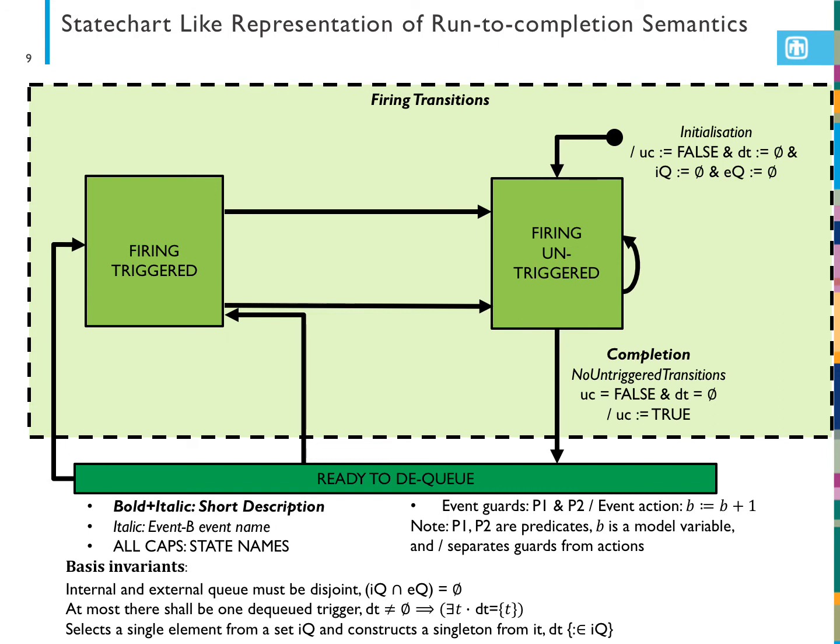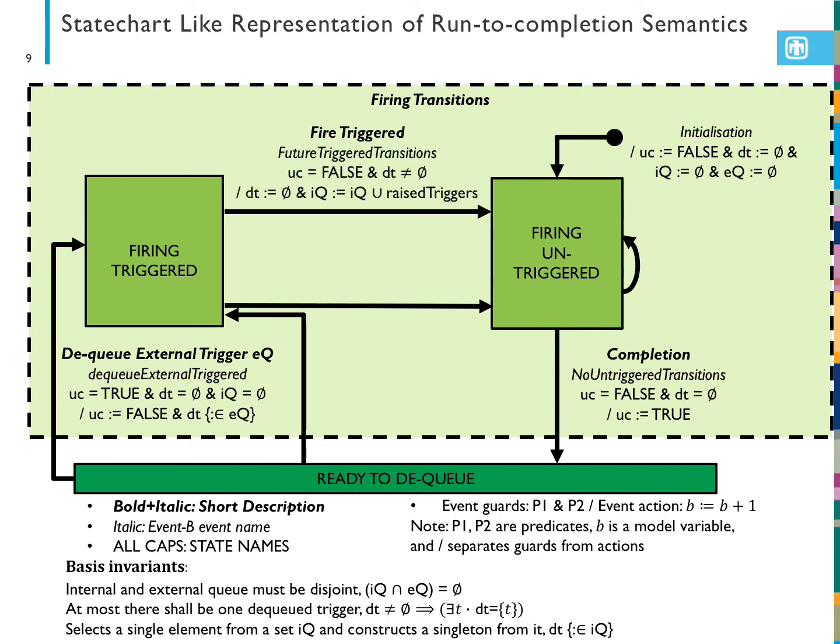Let's say that at that point, some of the non-deterministic events associated with raising the external trigger are fired. Now, since the internal trigger queue is empty, we can proceed to dequeue that external trigger. Next, the fire trigger transitions event will fire all transitions that are enabled by that trigger and potentially raise internal triggers as well. The next step is to fire all untriggered transitions, and again, some of those transitions may actually raise internal triggers.